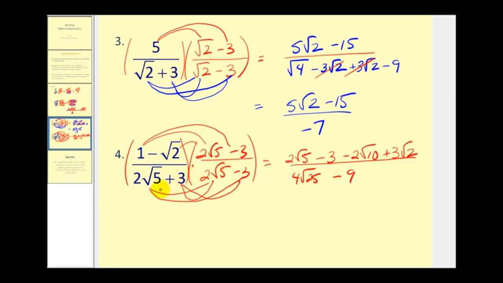Let's go ahead and simplify this. The square root of 25 would be 5, so 4 times 5 would be 20. 20 minus 9 would be 11. None of these square roots in the numerator simplify, so we can just go ahead and rewrite these. But I will put the minus 3 last. So we have 2 square root 5 minus 2 square root 10 plus 3 square root 2 minus 3 all over 11.